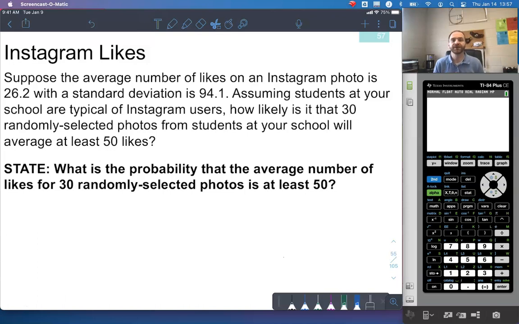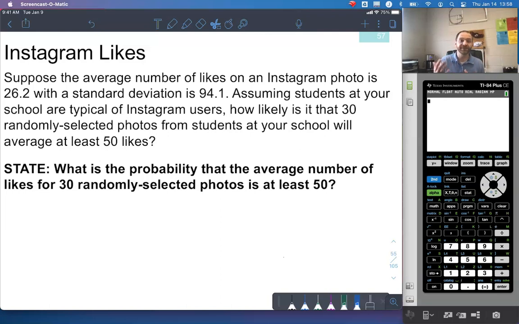So this problem says, suppose the average number of likes on an Instagram photo is 26.2 with a standard deviation of 94.1. Assuming students at your school are typical of Instagram users, how likely is it that 30 randomly selected photos from students at your school will average at least 50 likes? All right, so before we do this, here's the state. What are you trying to find? We want to know the probability that the average number of likes for 30 randomly selected photos is at least 50.